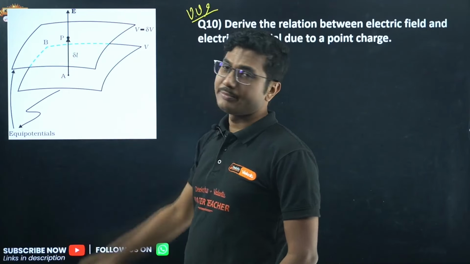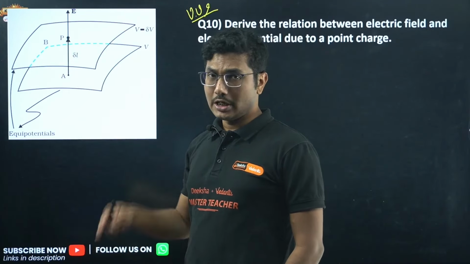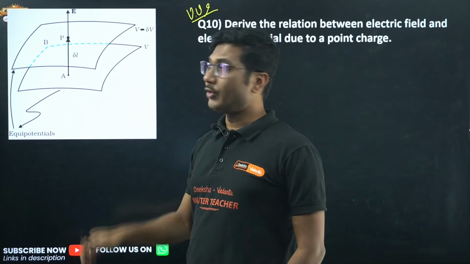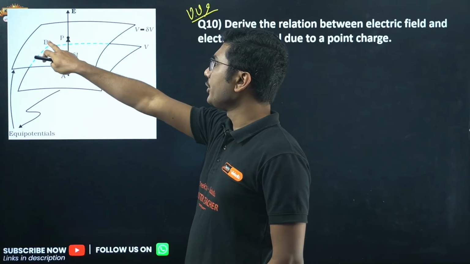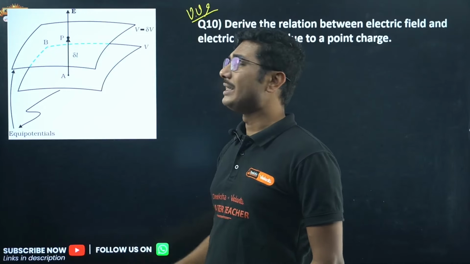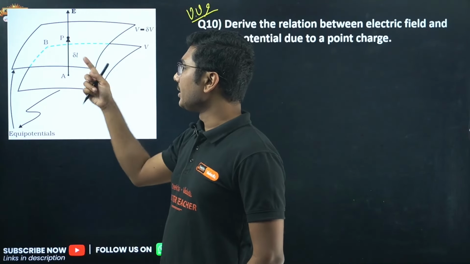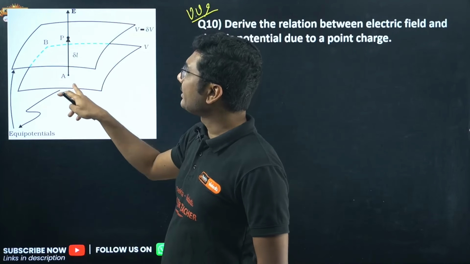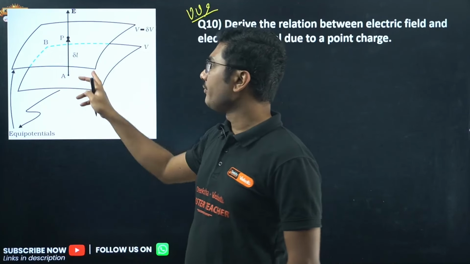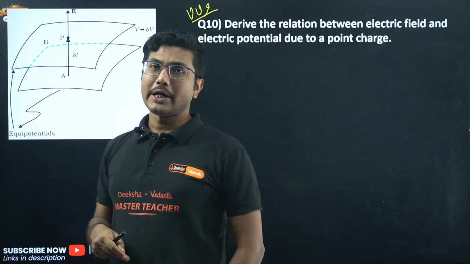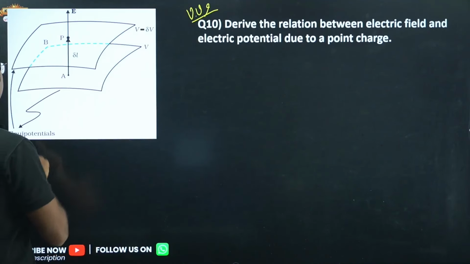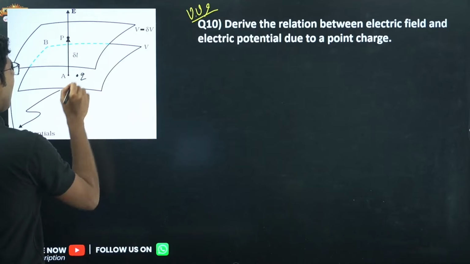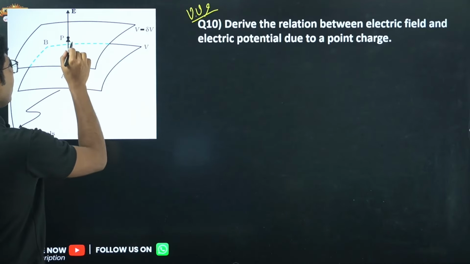Surface A and surface B represent two equipotentials. The voltage of A is V, voltage of B is V minus delta V. Okay, and the distance between these two equipotentials is delta L, and electric field is pointing upward, right? Now if you have a charge, say a small test charge q, and you want to move it from this point to this point.